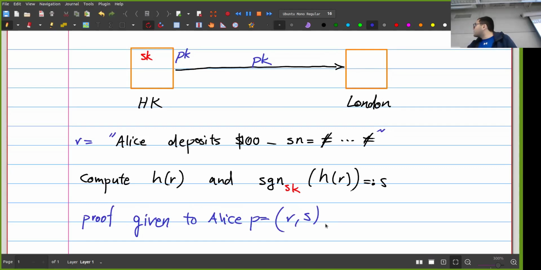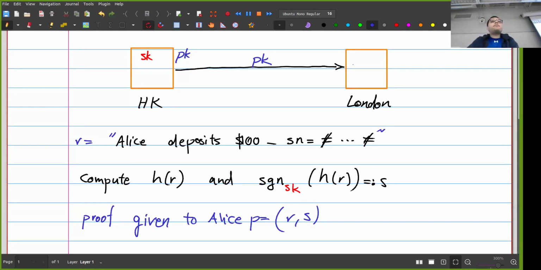And also, the other nice property here is that because I have this serial number, I'm sure that Alice can take her money only once. So the London branch just keeps track of all the serial numbers that are paid out. They would not pay for the same serial number more than once, right?